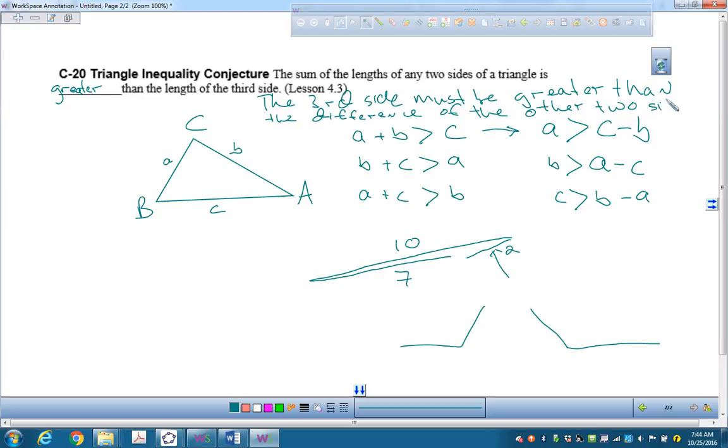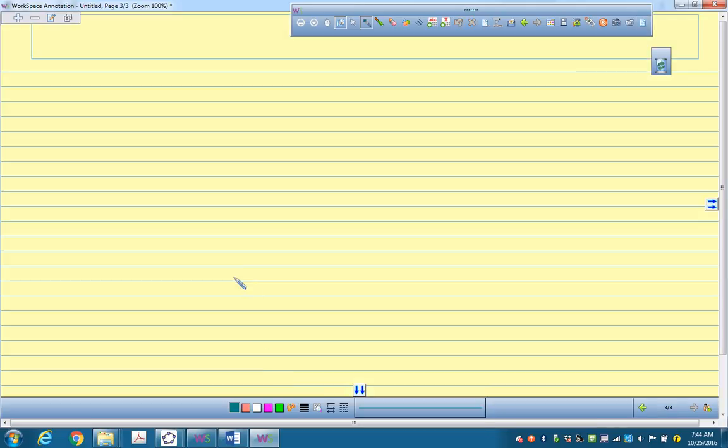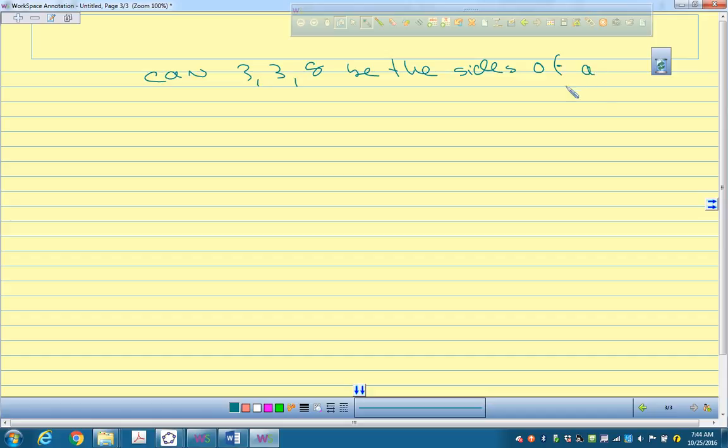Okay? So you might see an example like this. Let me just get a new sheet of paper. You will see examples like this. Can 3, 3, 8 be the sides of a triangle?